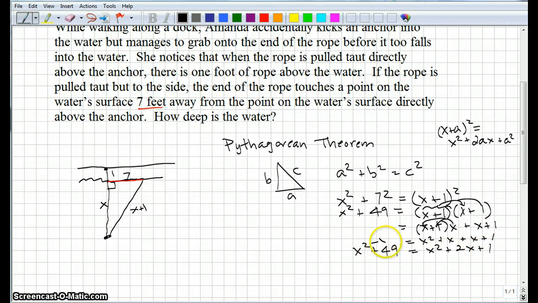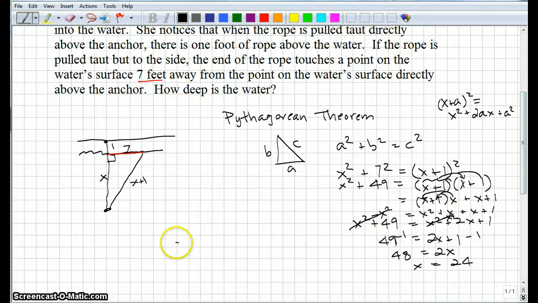Well, I can subtract x squared from both sides, right? And then x squared minus x squared is 0 on both sides. So we get rid of the x squared. So we're left with 49 is equal to 2x plus 1. And if we subtract 1 from both sides, 48 equals 2x. So x is 24. And that's what we're looking for. We defined x, so x is the depth of the water, which is exactly what we want to know.